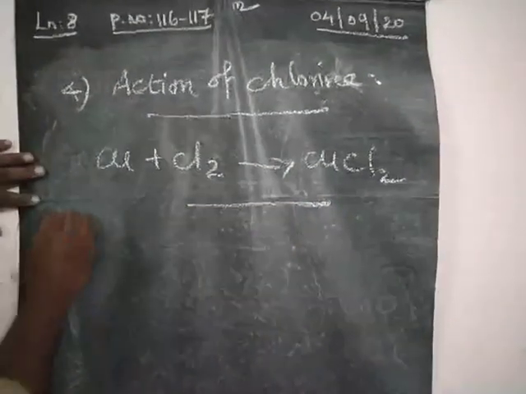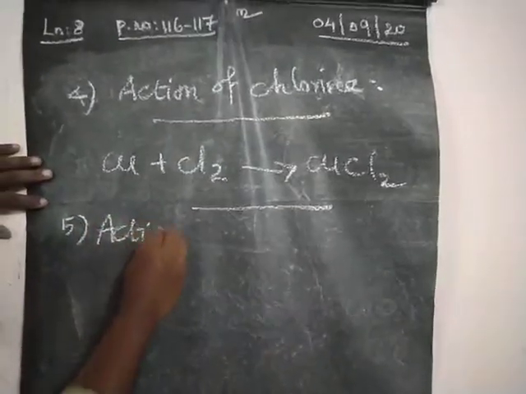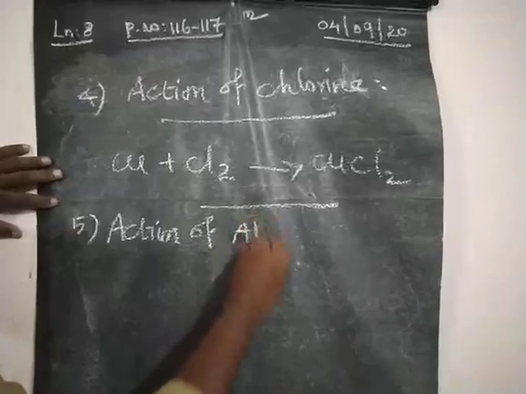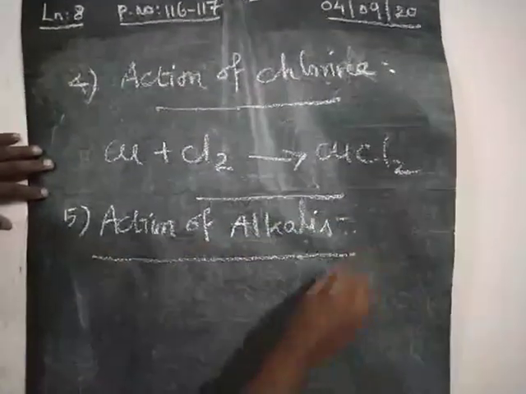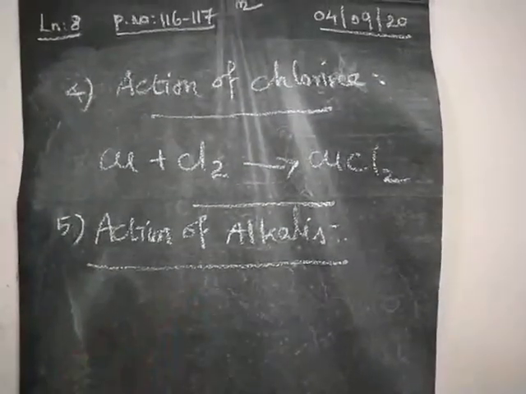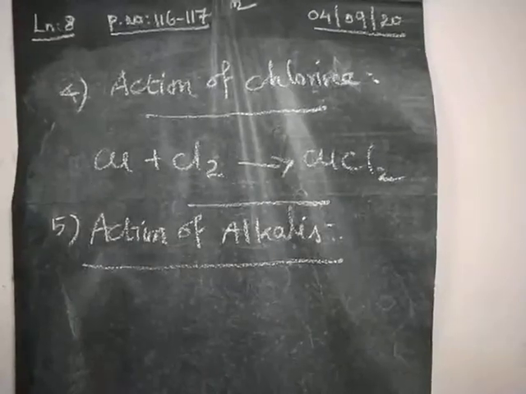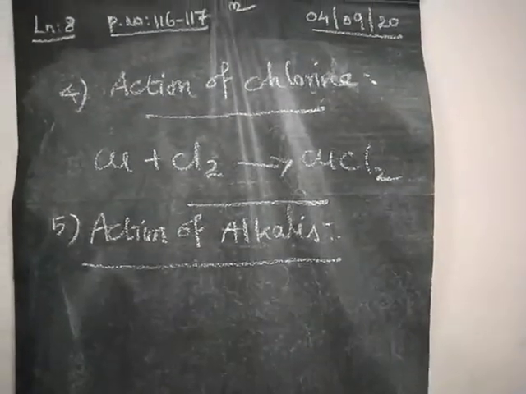Fifth one, action of alkalis. We know what is meant by alkalis: a basic substance dissolved in water to make a new substance is called an alkali. There is no reaction with alkalis because of the layer formation.